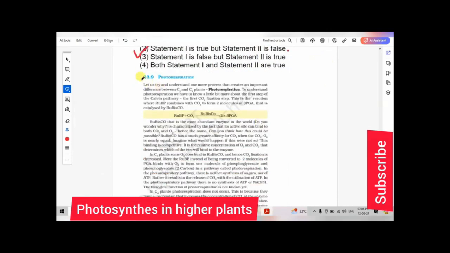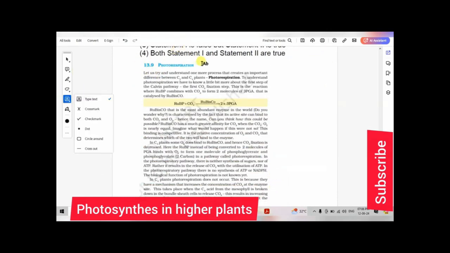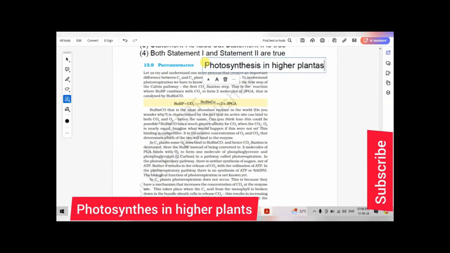You can see the NCERT line regarding photorespiration from the chapter known as Photosynthesis in Higher Plants. Statement 2 is wrong because photorespiration does not occur in C4 plants as they lack rubisco in mesophylls.